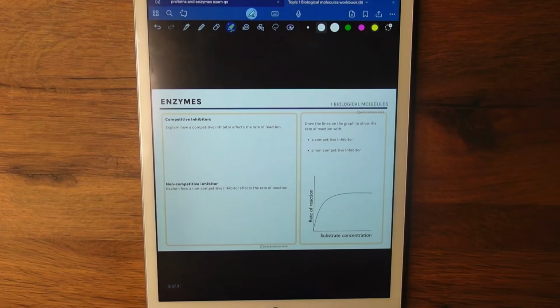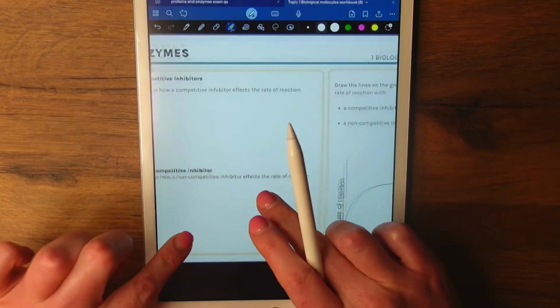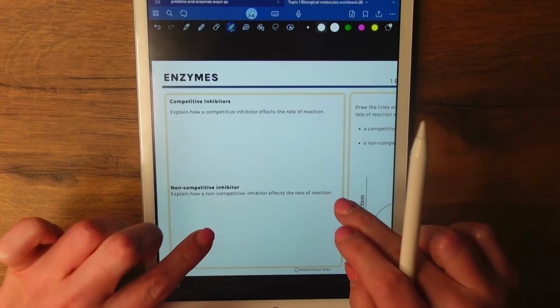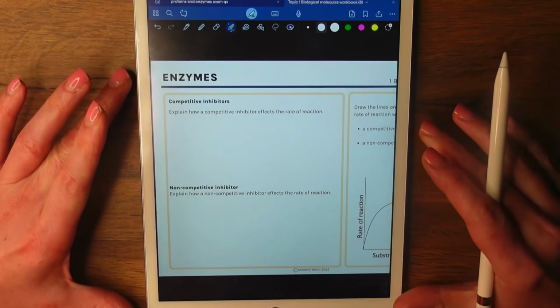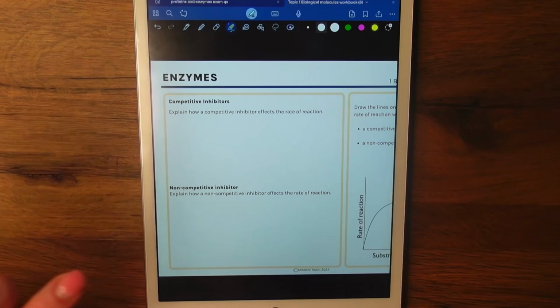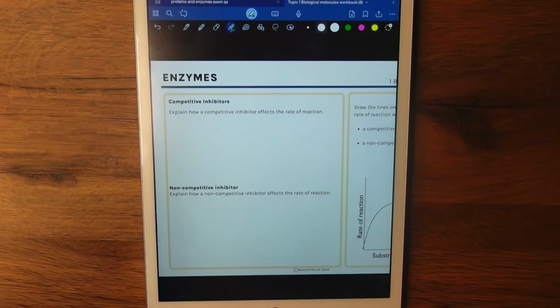Let's go on to inhibitors then. So we're jumping around a bit here today, but it's to cover a range of different topics that I've seen requested. So now we've got competitive and non-competitive inhibitors.